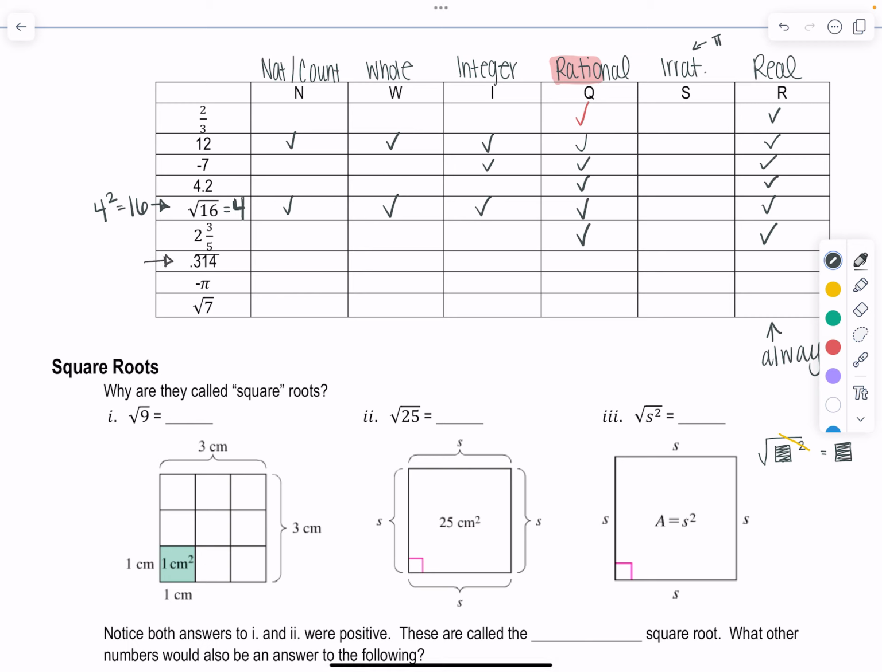0.314 repeating. I know that's a little hard to see, so I'm going to write it. That is a repeating decimal which could be written as a fraction. Remember, we said you put it over that number of 9s, so that'd be 314 over 999. And so that is a rational number and always a real number.